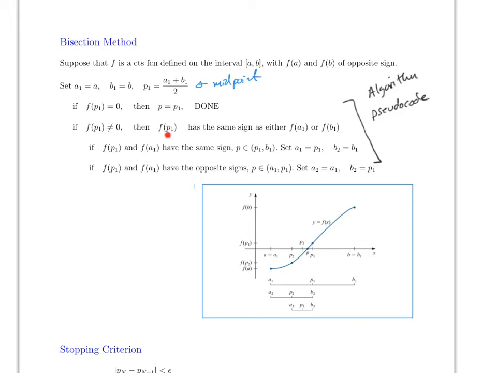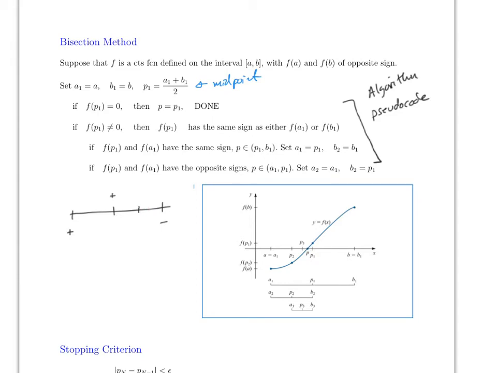So if F of P has to have the same sign as either this one or this one. If these two have the same sign, then that means that P has to be on the other side. It's very simple, look. Let's say this is positive, this is negative. You find the midpoint, and if the midpoint is positive, well, that means that the answer is not here. It has to be here, and you keep doing the same thing.